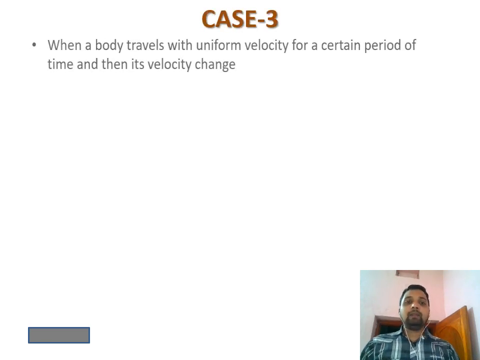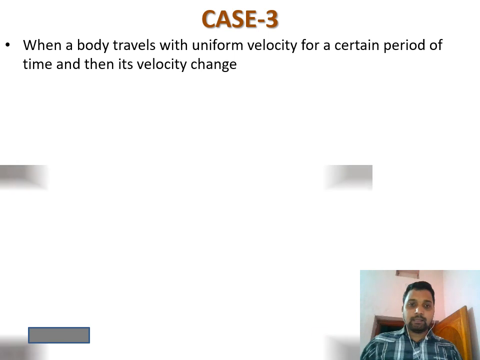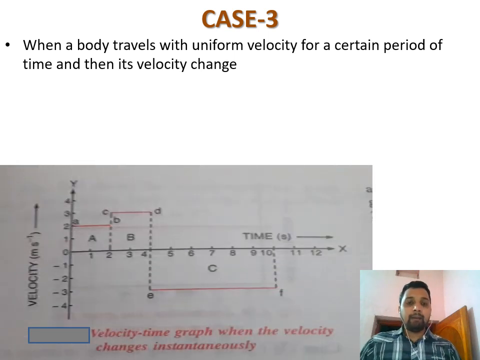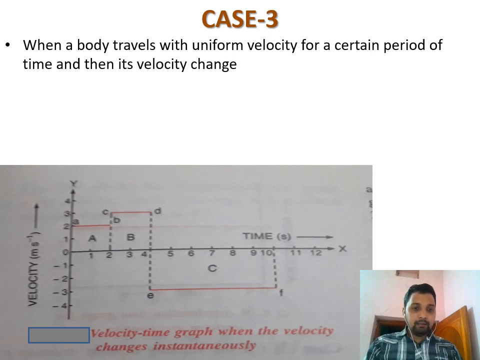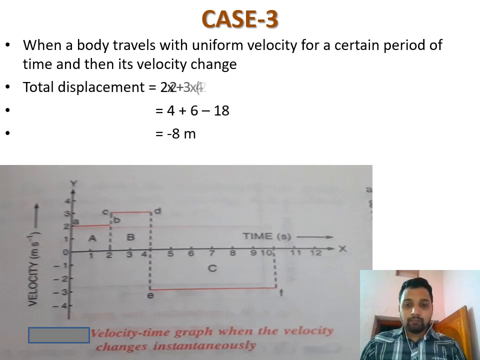Next, in case number 3, the body is traveling with a uniform velocity for a certain period of time, then the velocity changes. In this case, if we look at this type of graph, to find the displacement we have to take the help of all these three shapes, where A, B, C are all rectangles. To find the area of any rectangle, we have to take the help of the formula L into B.